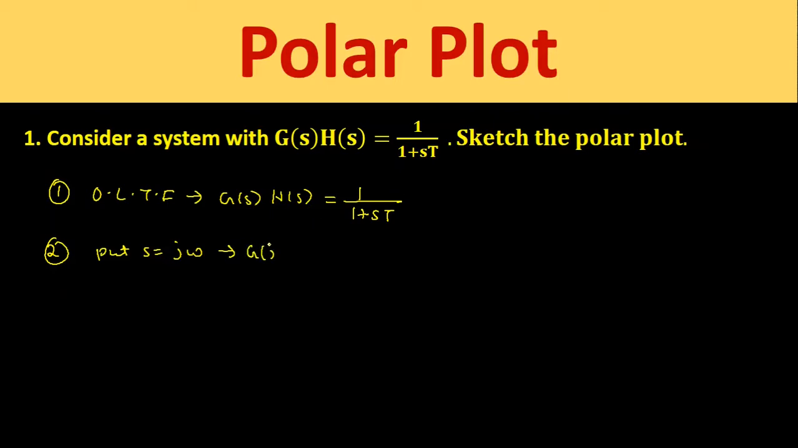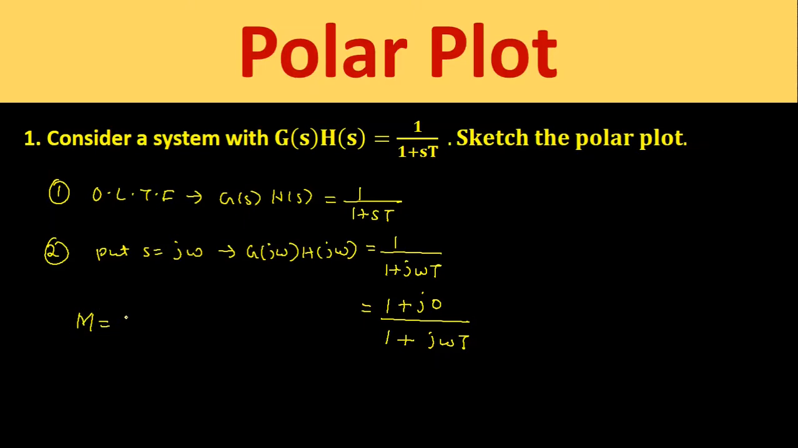We will get G(jω)H(jω) equal to 1 upon 1 plus jωT. Now we will represent this equation in the rectangular form. Numerator will be 1 plus j0 divided by the denominator, which is already in the rectangular form. So we will write 1 plus jωT here. Now first we have to find out the magnitude, which is represented by M for this equation. So we'll get 1 upon under root 1 plus ω squared T squared.